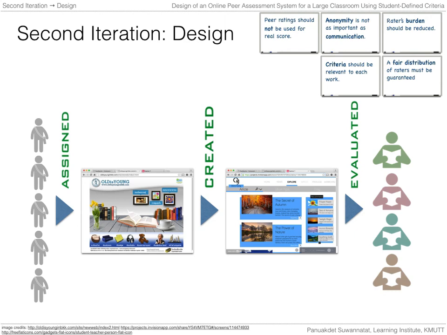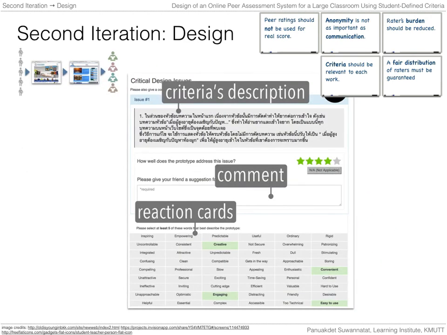So this is the evaluation form. When you go in and rate your friend's work, they can see the criteria. They can give comments and star ratings, and this is something new. We take this idea of reaction cards from Microsoft. It is a quick way for the evaluator to give a quick overall feeling about their friend's work. Each card contains an adjective. It can be positive or negative.